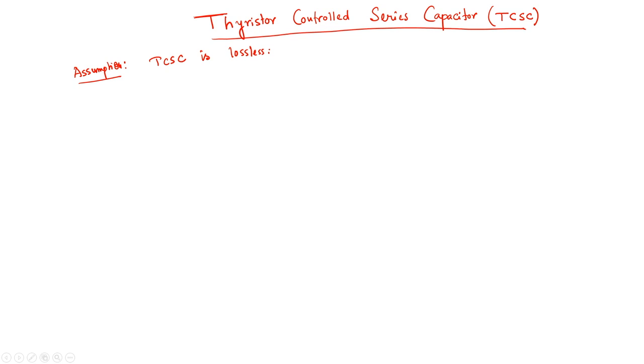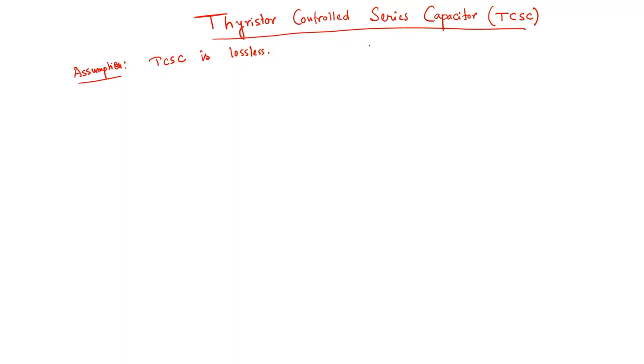In fact, we took the same assumption for the static var compensator as well. We consider the device to be lossless. Not only is our transmission system assumed to be lossless, these compensator devices are also considered lossless. This will hold true for all my lectures in this particular course, just to avoid more complexities and keep things simple.